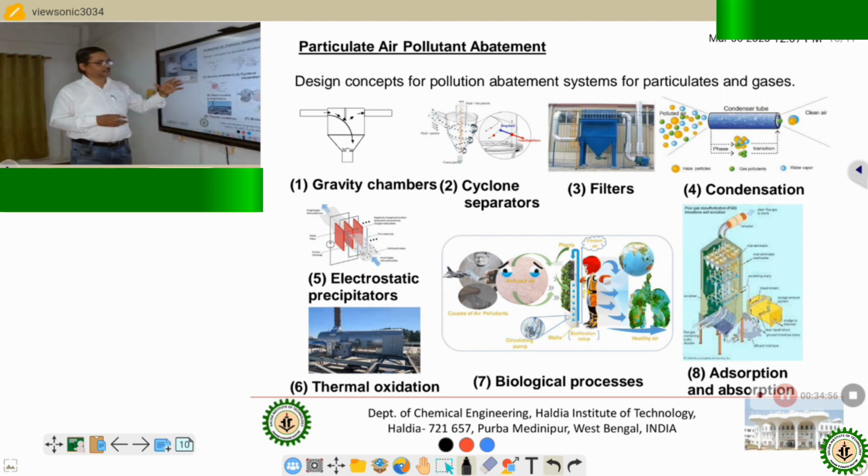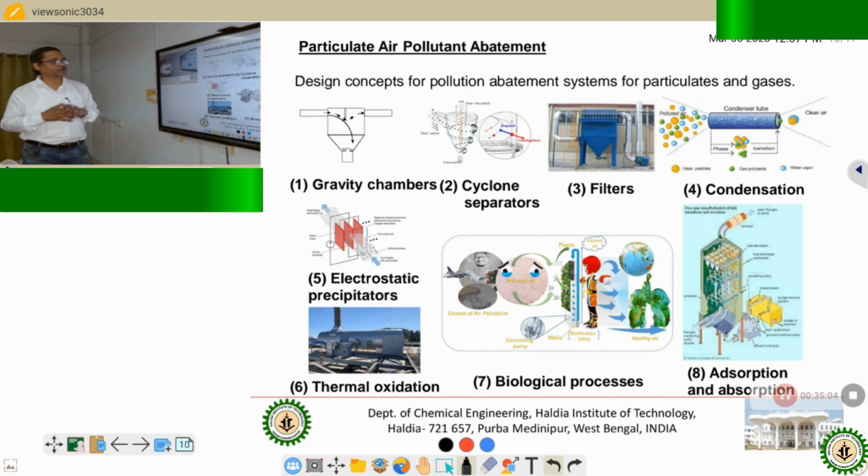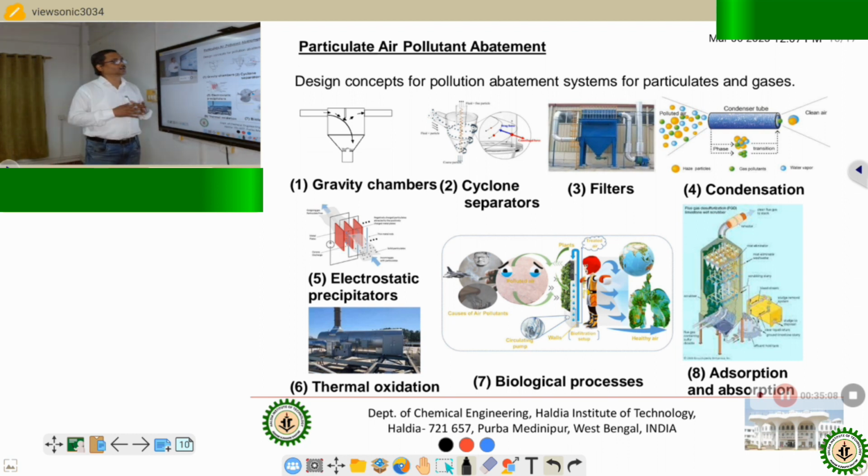Okay, so they are separating, and nowadays the pollution control board also suggests that at least two-thirds of any industrial area should have some plantation, so that some of the pollutants they generate are absorbed by the plants themselves. So that is called the biological process. In that way, we can separate the pollutants from the air.